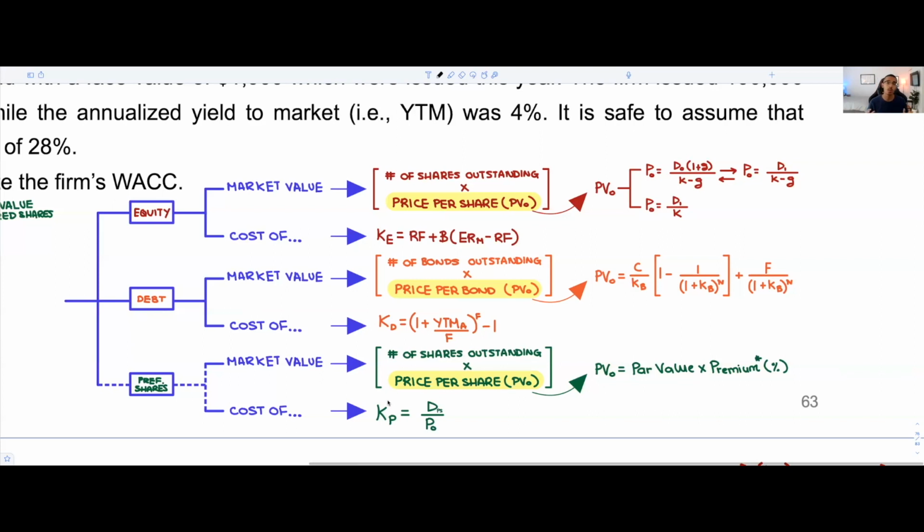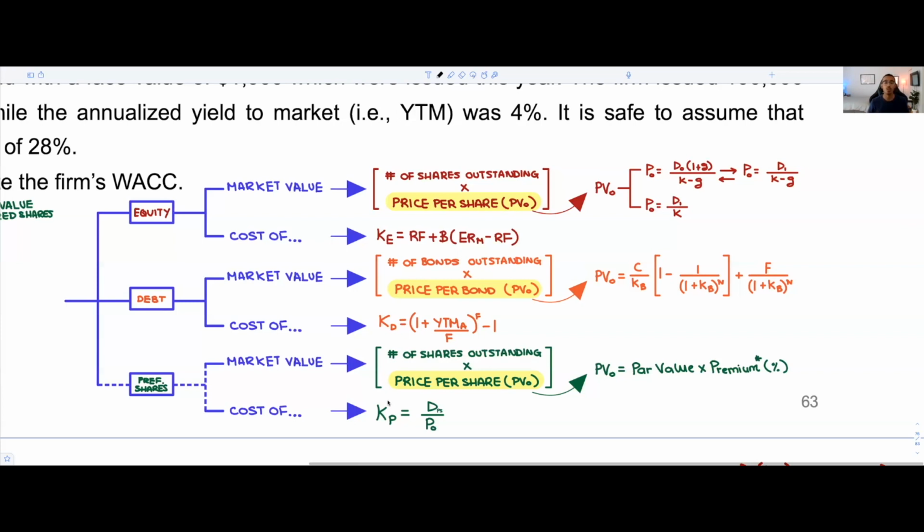A question will typically note this as, hey, preferred shares are trading at a 10% premium or 110% premium, and so on and so forth. So that's how you would find your price per preferred share. Once you have your price per preferred share, what are you going to do? Well, you're going to take that price and multiply it by your number of preferred shares outstanding. And that's going to give you your market value of preferred shares.